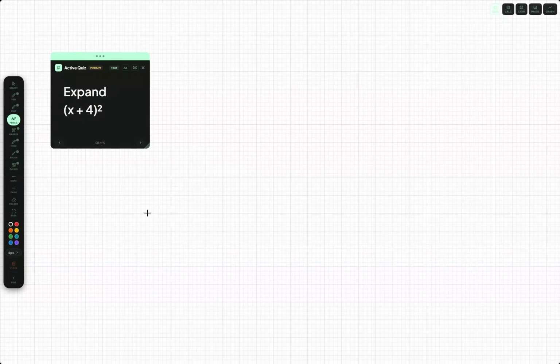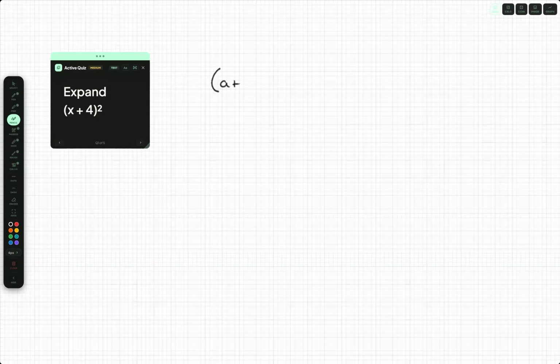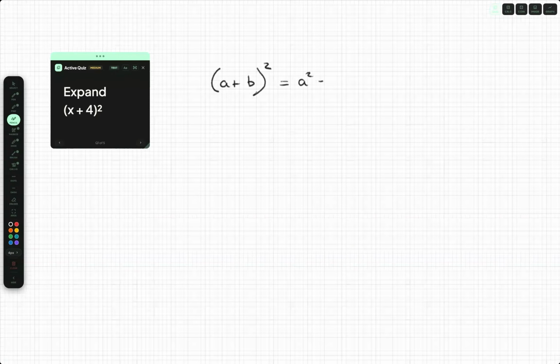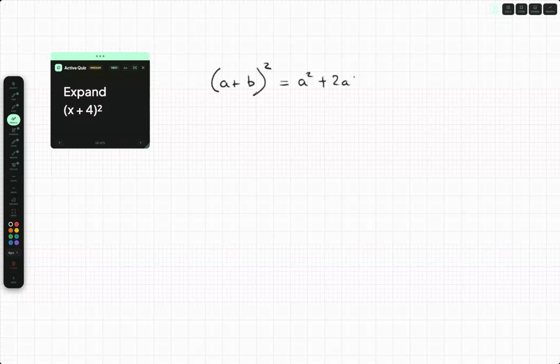Alright, welcome back. So today we're going to be looking at perfect squares, which are another type of expansion that we can do. And they follow a pretty basic formula. So if we've got something like just representative a plus b as our binomial, which we're going to square, this will equal a squared plus 2ab plus b squared. Okay, every single time.